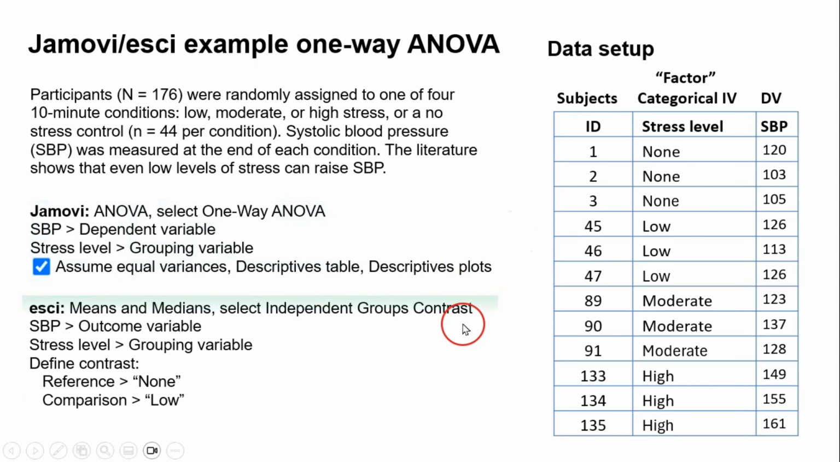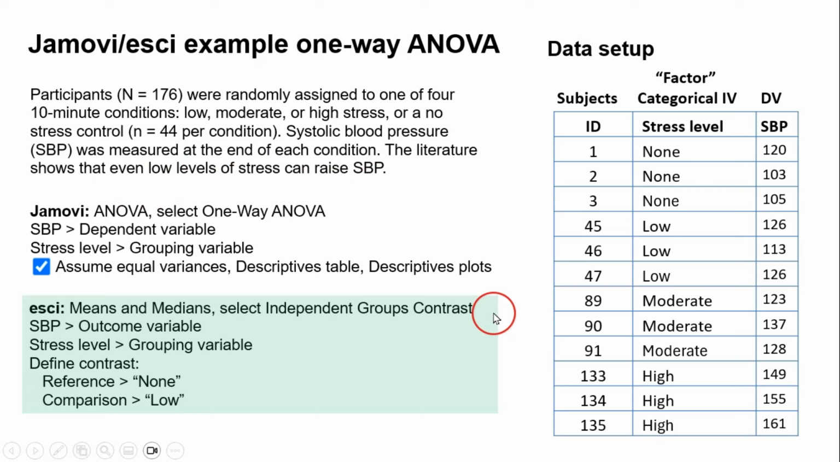And then in ESCI, we can add to the Jamovi output. So in ESCI, after you get the output from Jamovi, you can go to the ESCI module, and there you go to means and medians, and then select independent groups contrast. And that'll allow us to make the contrast that we want. And if you look back up above in the paragraph for the example, I state that the literature shows that even low levels of stress can raise systolic blood pressure.